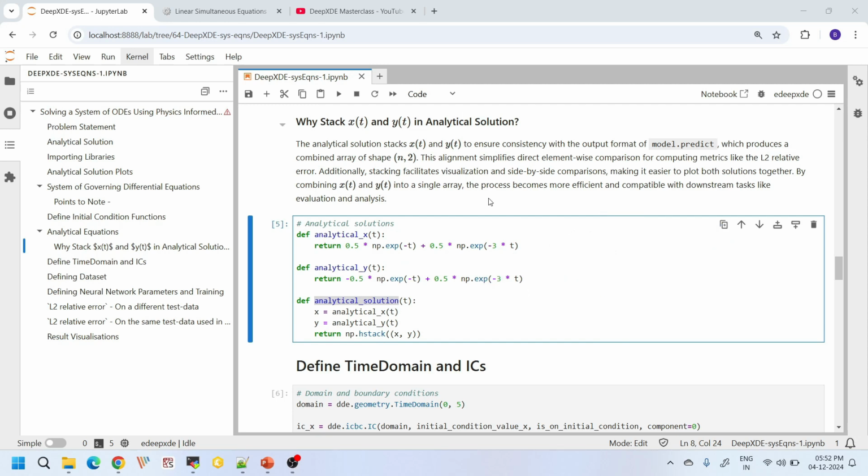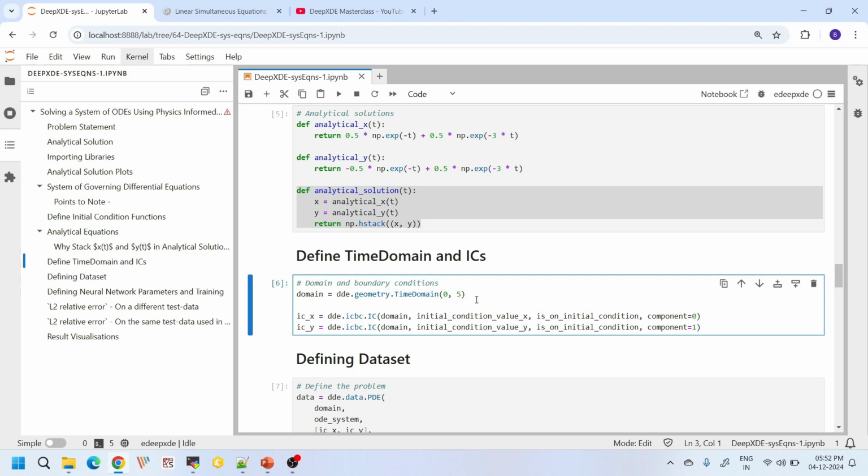This alignment simplifies direct element-wise comparisons for computing metrics like the L2 relative error. This stacking also facilitates visualization. In the end, when we are visualizing the results from the PINN solution and the analytical model, we need not separately extract the variables x of t and y of t. We get similar kinds of solutions from both the analytical solution function and model.predict, so they are easy to compare. That's why we are stacking them here. Apart from that, there's no special reason.